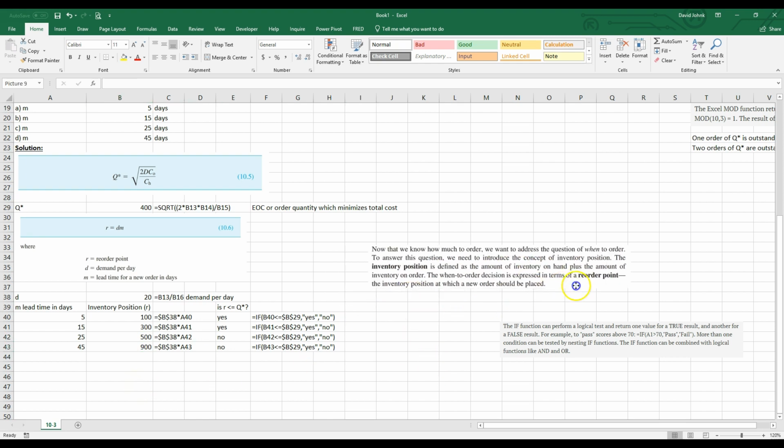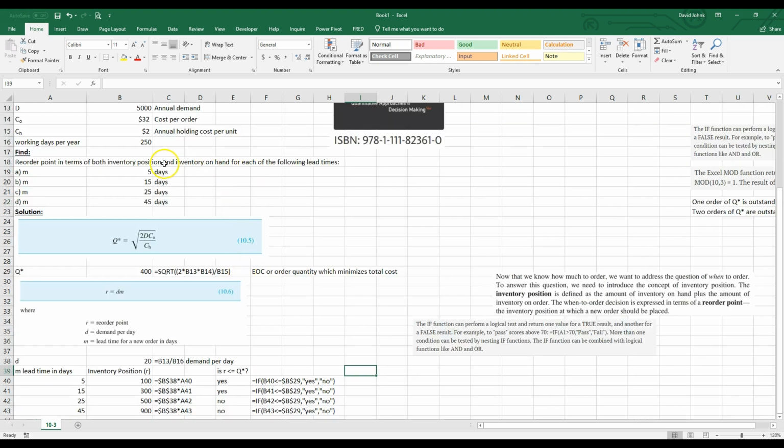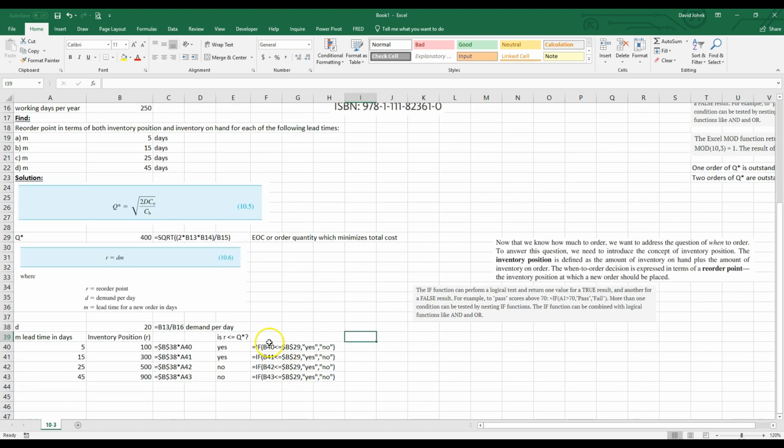Okay, so now finally we can calculate the on-hand inventory reorder point, which is the second thing it's asking for here. The on-hand inventory reorder point. So I'll go ahead and type this in here, on-hand. So this is a little bit confusing.